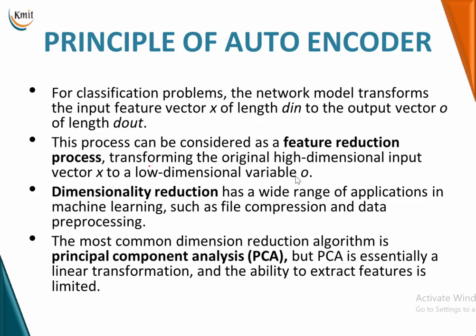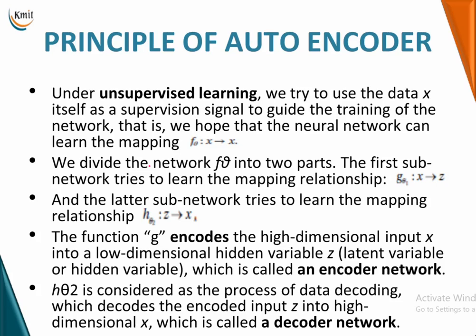Basically, in the first part you are doing encoding, wherein you are representing your input in latent space, that is, you are reducing the dimensionality of your data. The type of algorithm typically used is the PCA algorithm. That's the most common reduction algorithm, and it does use linear transformation, but its ability to extract features is of course limited. Now, because it is unsupervised learning, we are going to use x as your data, and you're going to map it back to x. So f theta is nothing but x mapped to x1.